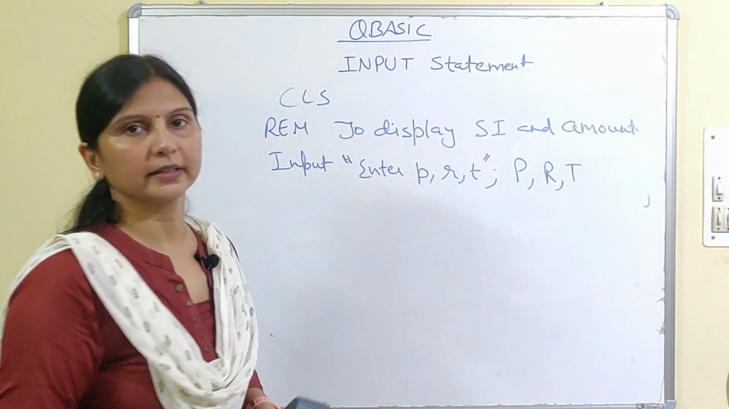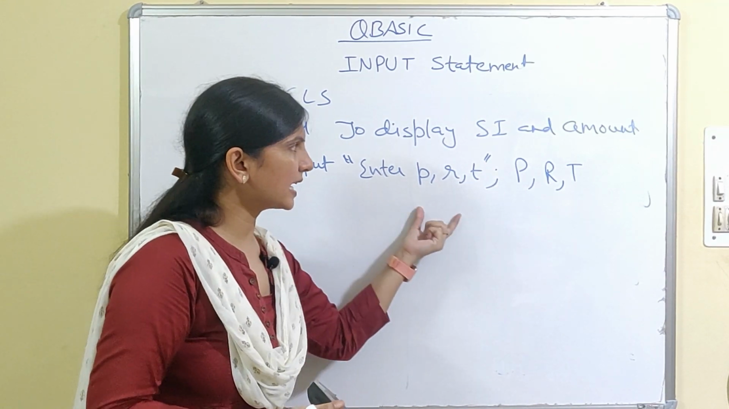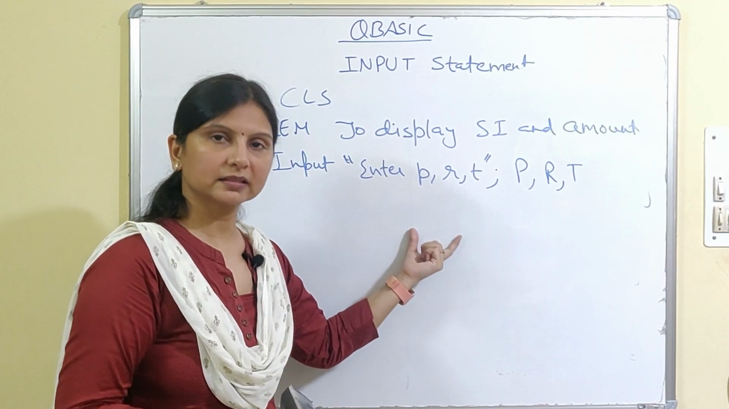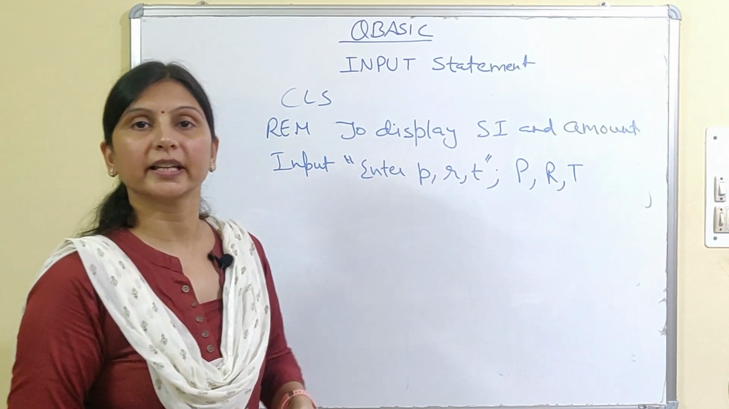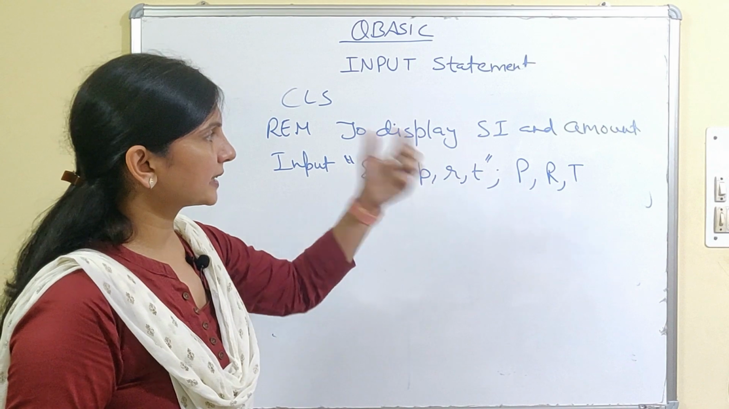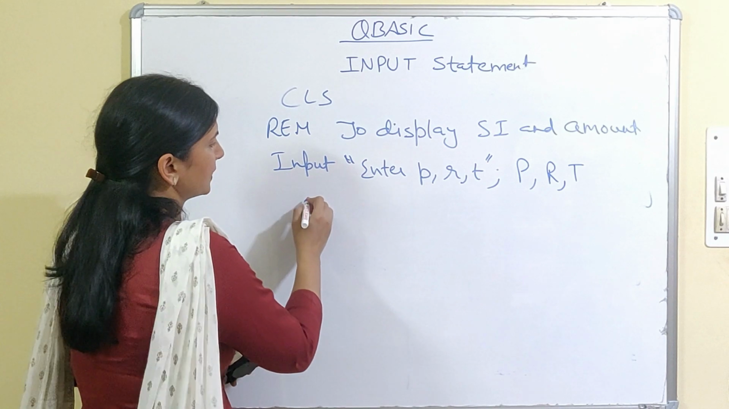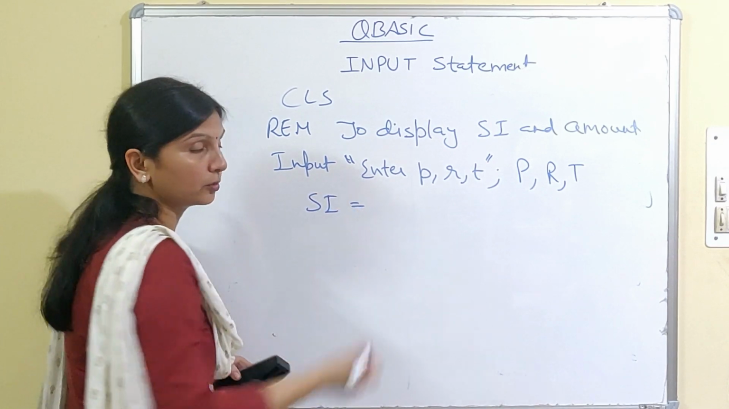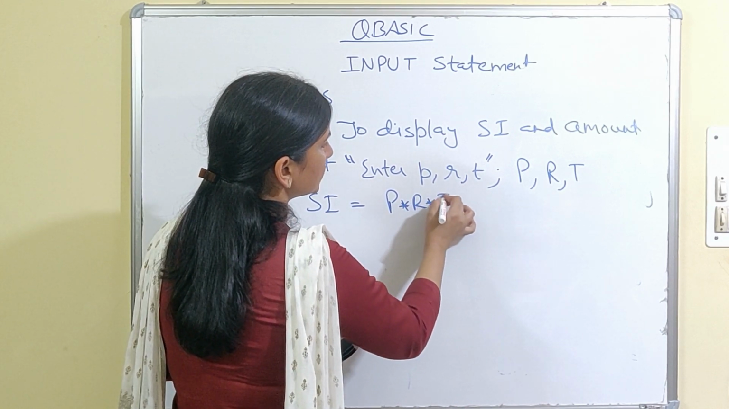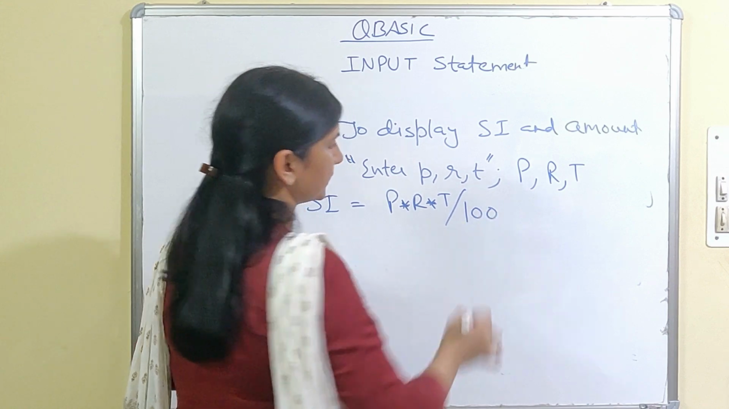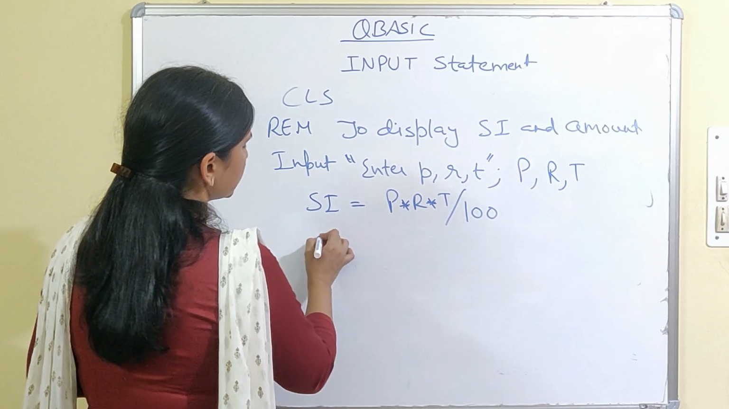In one line only you can give. Both will be correct. Enter P, P. In next line input, enter R, R. Input, enter T, T. That is also correct. But in one line only you can give all. Fine. So enter PRT. This is a message. Then we have taken the three variables P, R, T. Fine. Now simple interest. So what is the formula of simple interest? P into R into T divided by 100. Fine. Now to calculate the amount, what is the amount?